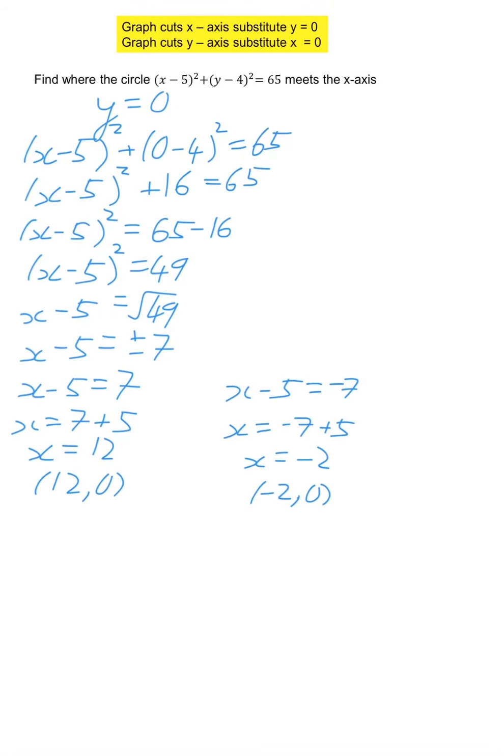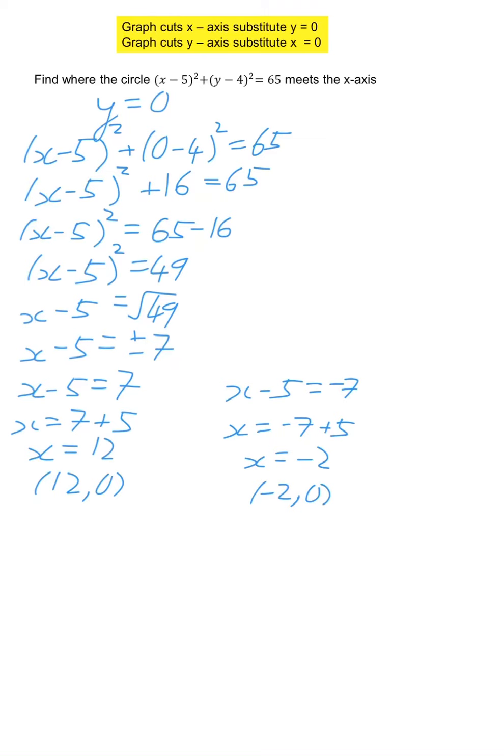For this one now, I want you to try this yourself. So we need to find where this equation meets the x-axis. The first thing you're going to do is substitute y equals 0 into this. Okay, press pause and try this, and then press play when you want to see the solution. Okay, so when you sub in y is 0, your final answer should be the coordinates (12, 0) and (−2, 0).